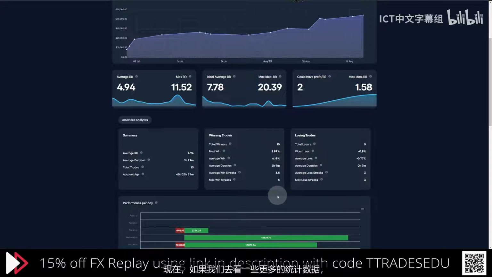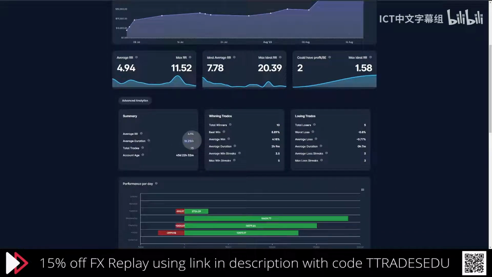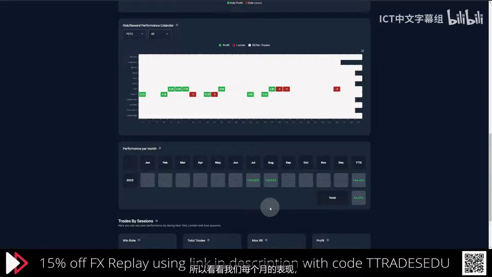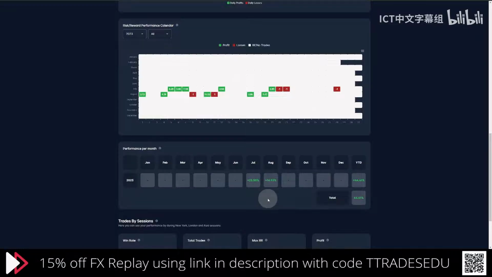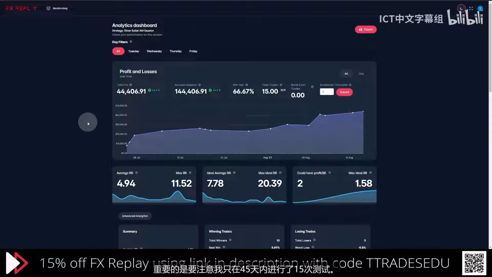Now, if we go take a look at some more of these statistics, you can see our average trade was an hour and 29 minutes, took 15 trades, took it over 45 days. So looking at how we did performance by month, we only backtested July and half of August so far. So July we ended up with 23.5%, and August so far with 16.93%, for a total of 44.41%. Now it's important to notice I only tested this over 45 days and 15 trades. If I was to do a deeper backtest, I would be able to find out more information and see how this is over time. However, I do hope you enjoyed this video of backtesting.